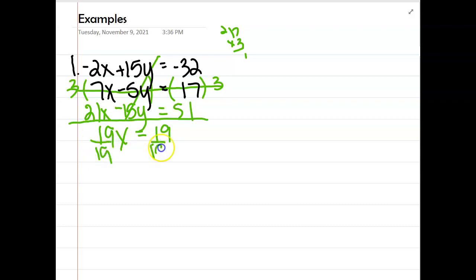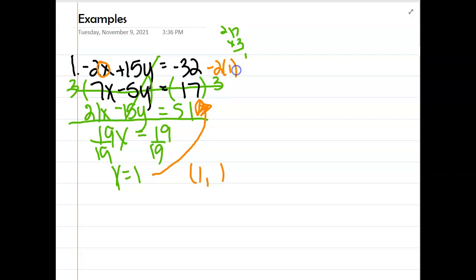Divide by 19, and we get x equals 1. Which, just like the other days, means your answer is 1 comma something. So you can take this and plug it in anywhere. As long as you plug it in for x, you should get the correct answer. So maybe we plug it in for that first one. Okay, we're going to plug it in for x.